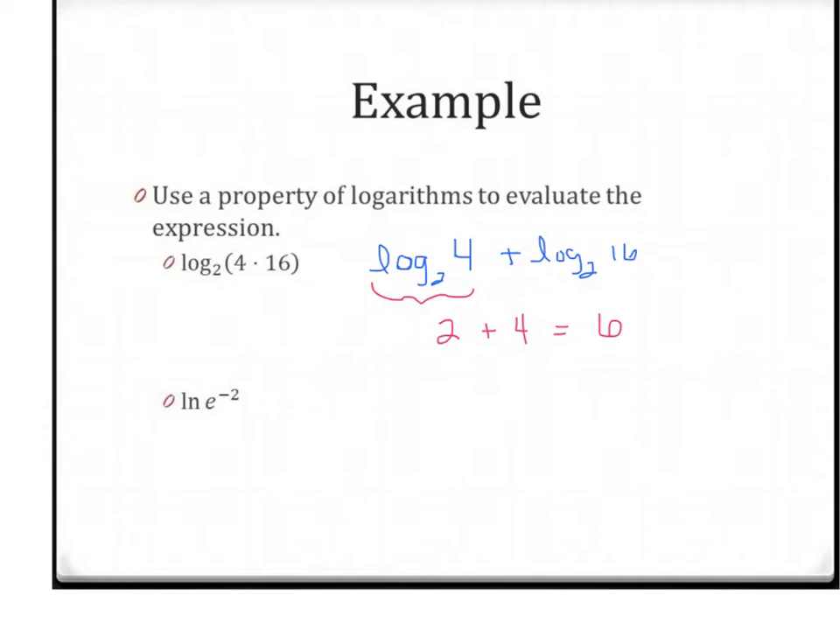So this next one uses an exponent, which is going to be that third one, the power property. So this says that I can write it as negative 2 times ln e. Okay, and just a little refresher: ln is log base e, so of e, that would mean e to what power is e. That is the first power, so you get negative 2 times 1, which is negative 2.